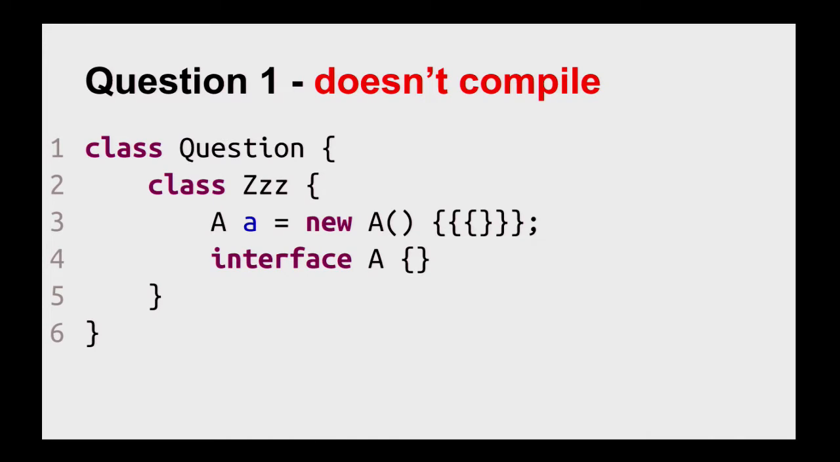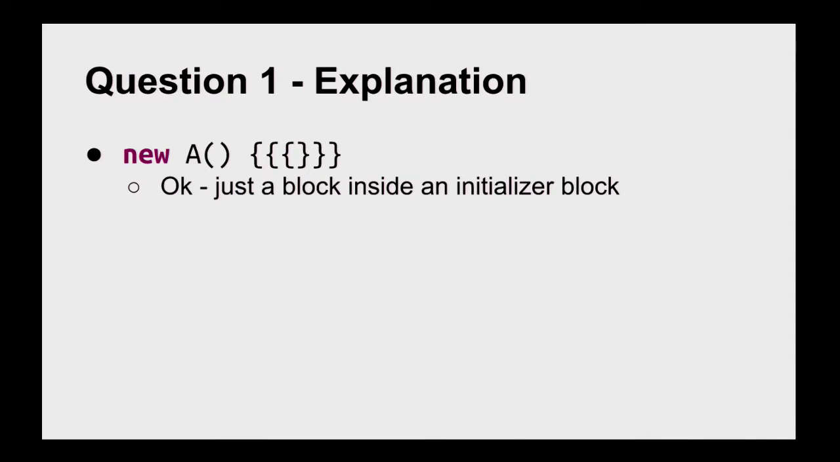So first, the part that's OK is that weird syntax of new A and then lots of curly braces. That's actually OK. That's just a block inside of an initializer block. And you can put arbitrary numbers of curly braces in many places, and it's fine. You're just declaring a block. You can put them in methods, whatever. Or in this case, it's just outside of the class. You can put curly braces, and you happen to have a block inside of that. So that part is OK.